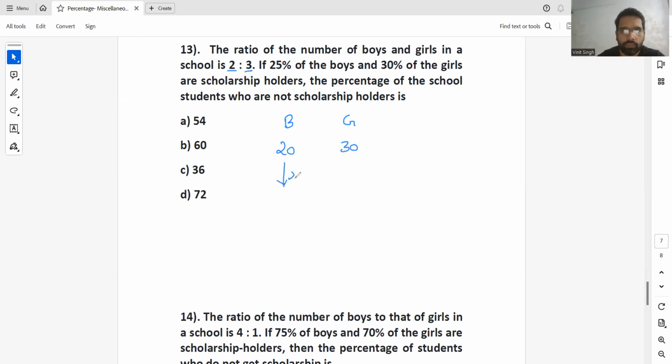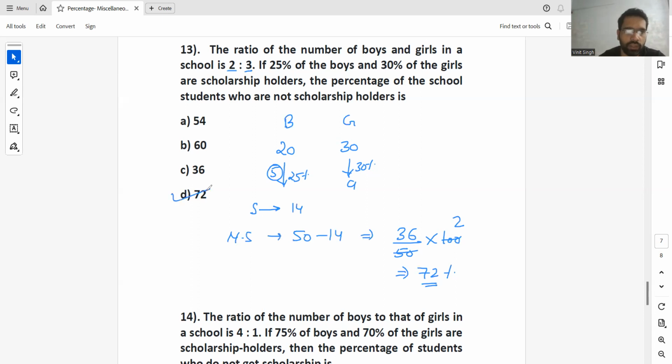25% of the boys, which is equal to 5. 30% of the girls, which is equal to 9. So 14 students are scholarship holders. Non-scholarship holders are 50 minus 14, which is 36. And we have to find the percentage. Same question is there, that's why I'm calculating directly. 72%. So 72% of students are not scholarship holders.